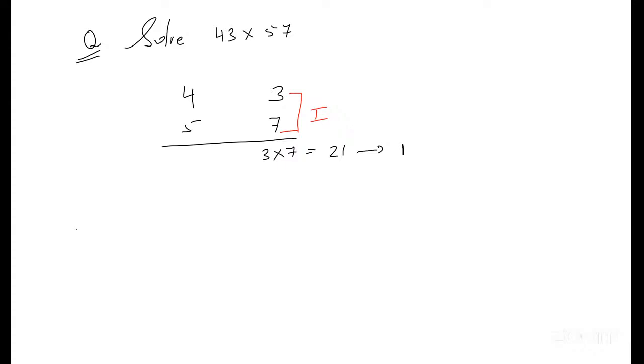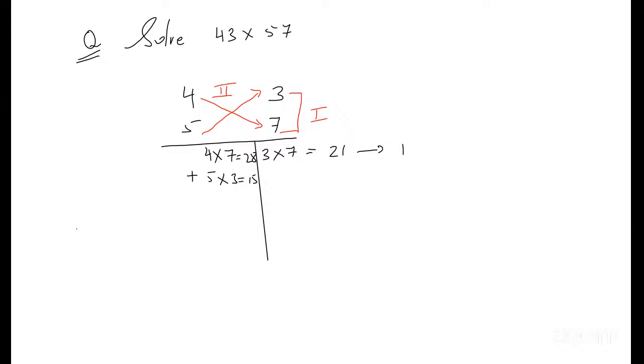What to do next? The next step is we will cross multiply the digits and add them. How? 4 into 7 and 5 into 3. This is your second step. We cross multiply. So step 2. Write it down. 4 into 7 plus 5 into 3. 28 plus 15. In that, we also add 2 from the previous step.